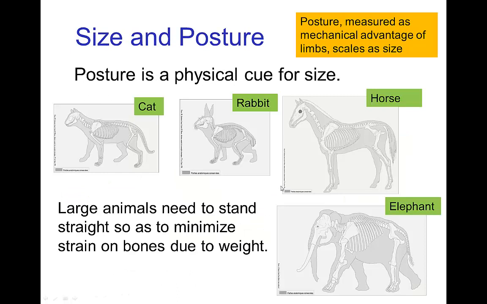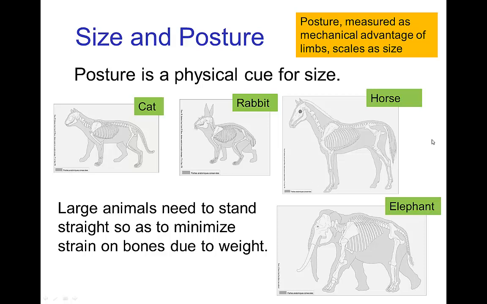Now, a related physical cue that is determined by size is the posture of the animal. So, in order to support its weight with its bones, the bones get thicker, but the posture of the animal also gets straighter. The straighter the posture, the less mechanical strain there is on the bones, and so the larger animals need to have a straighter posture, otherwise their bones would have to be even thicker.